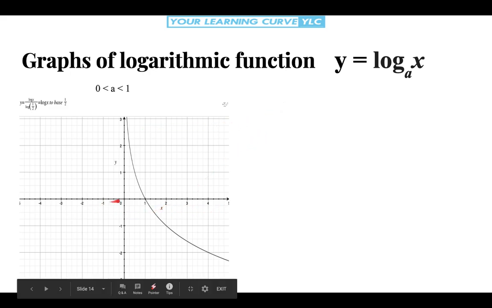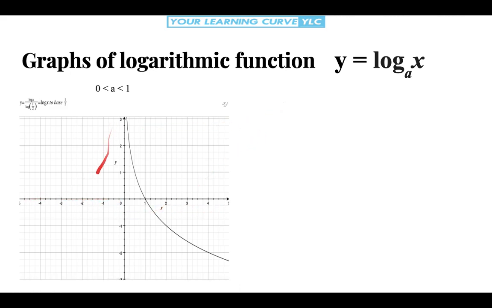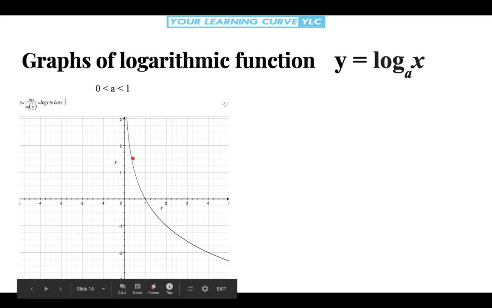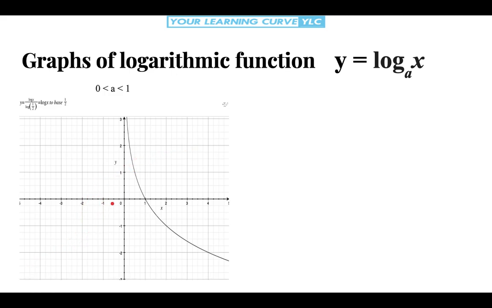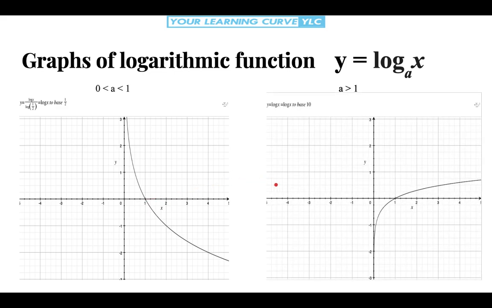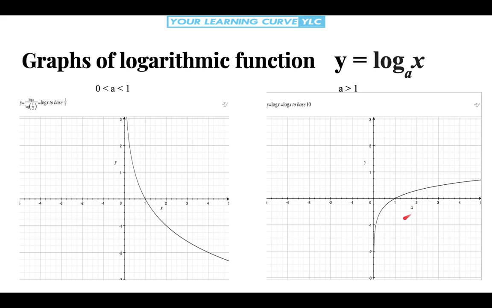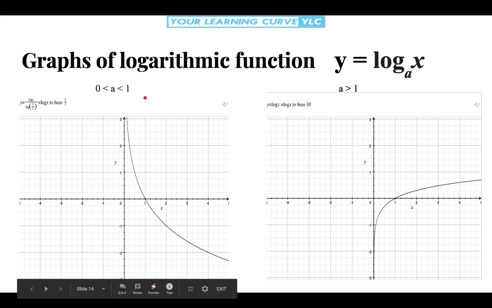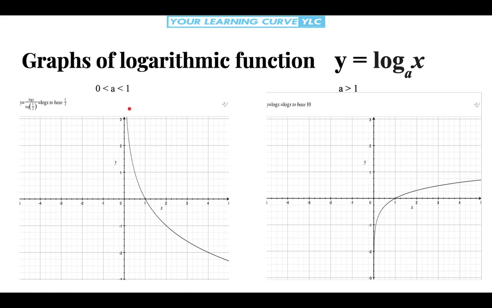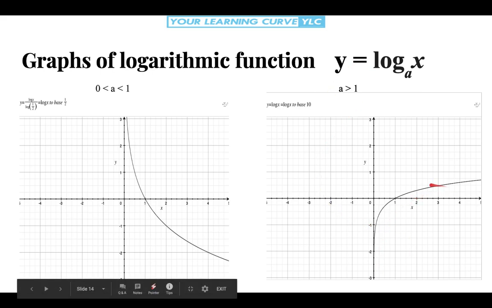For x less than 0, there is no graph defined for log x. So we cannot take x negative. Next is, when a is greater than 1, then the graph is like this. It is increasing from minus infinity to plus infinity and so on. So till now we have understood that if base is between 0 to 1, the graph is continuously decreasing, and if base is greater than 1, then the graph is continuously increasing.